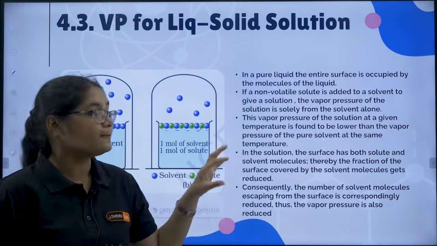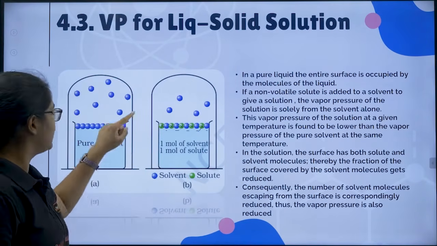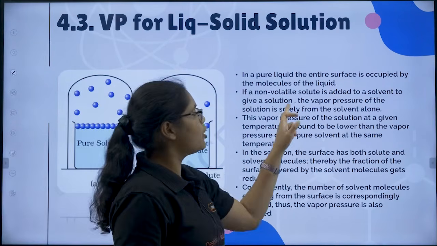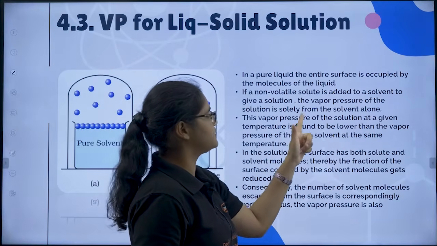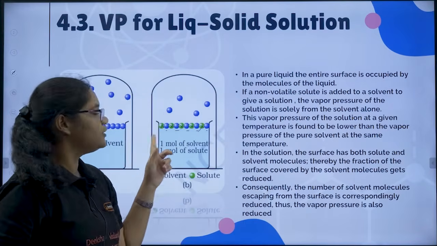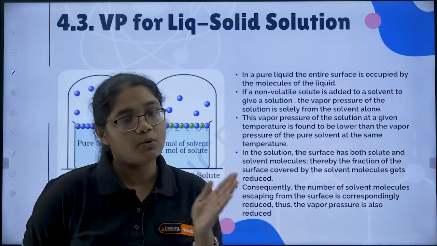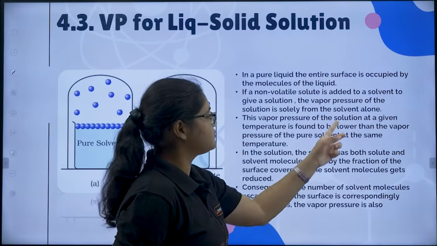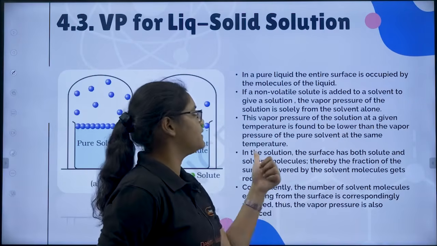In a pure liquid, the entire surface is occupied by the molecules of the liquid. If a non-volatile solute is added to a solvent to give a solution, the vapor pressure of the solution is solely from the solvent. The solid particles do not contribute to the vapor pressure. Only the solvent particles can form the vapor pressure, right? So the vapor pressure of the solution at a given temperature is found to be lower than the vapor pressure of the pure solvent at the same temperature.